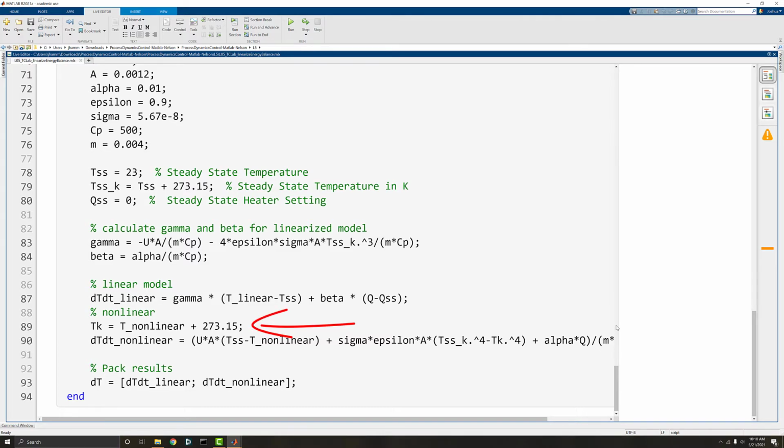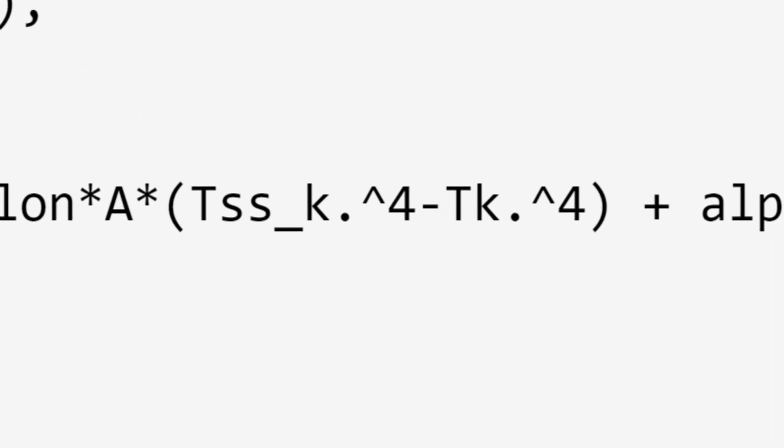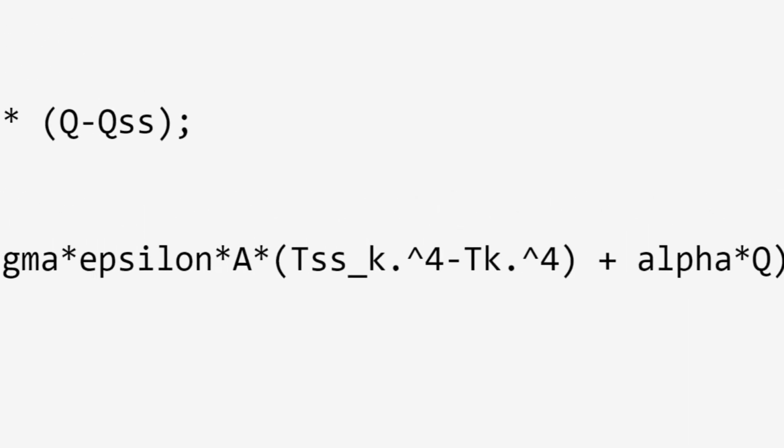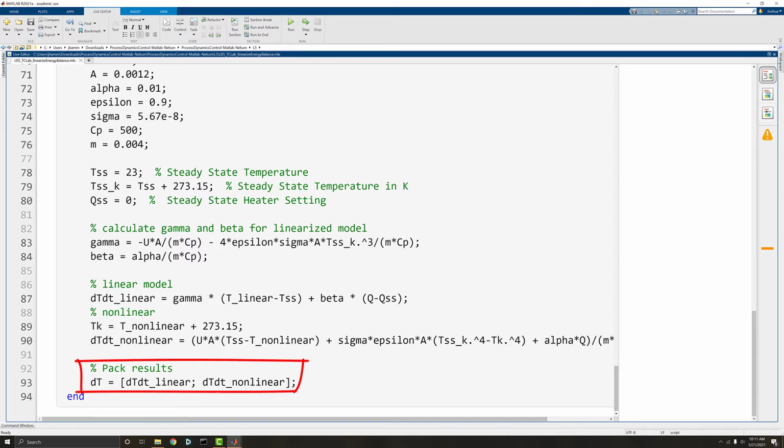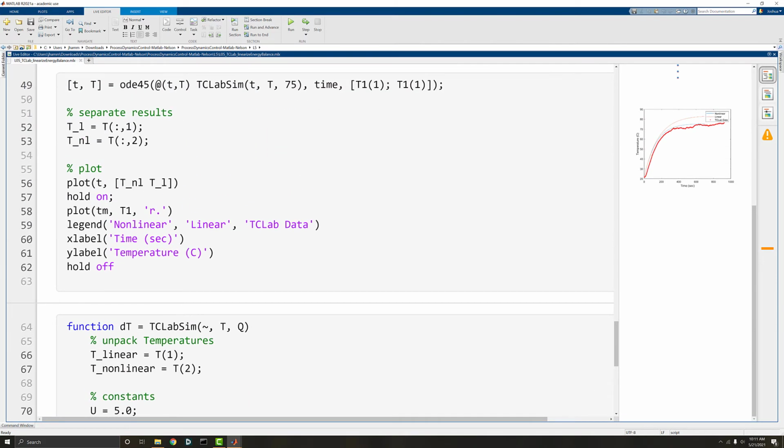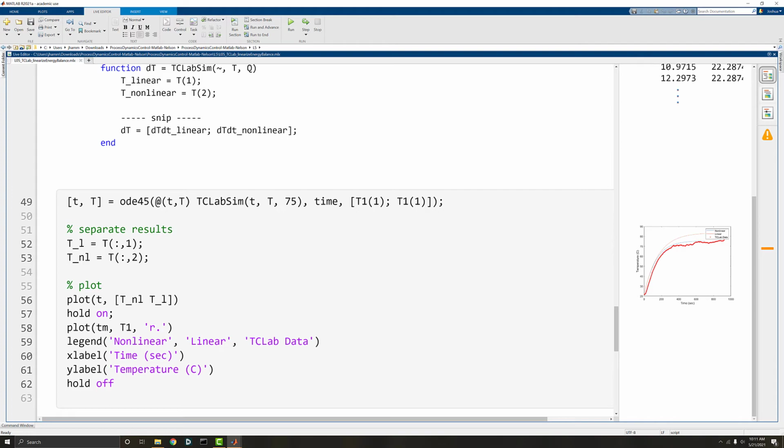Our nonlinear model depends on temperature in Kelvin, so we have dT nonlinear with Tk being the temperature in Kelvin. Note here we have T steady state Kelvin to the fourth and temperature in Kelvin to the fourth. Both these quantities have a dot before them, so that the dot-caret fourth takes each element within the array and raises it to the fourth. Finally, we pack our results in dT, which is a column vector that includes the linear and nonlinear model. The rest will be pretty similar to what we've done before. We use ODE45 to simulate through, with 75 as the argument for Q.